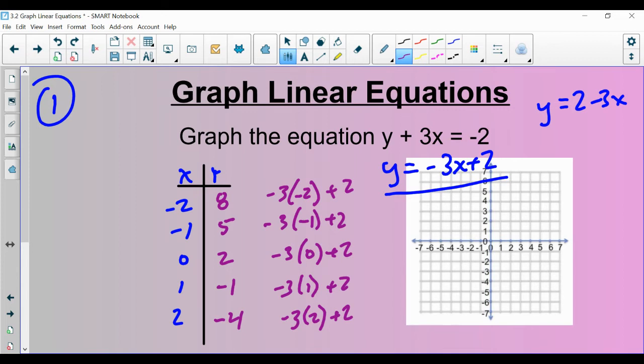So then I'm going to plot these just the same. Negative 2 comma 8 is up here. Negative 1, 5. 0, 2. 1, negative 1, and 2, negative 4. We're going to see that they form a beautiful line, even if I can't draw one. And that is our equation. Remember, what this means is that every point along this line would make this equation true. If it's not on that line, somewhere here or here, then it's not going to be true.